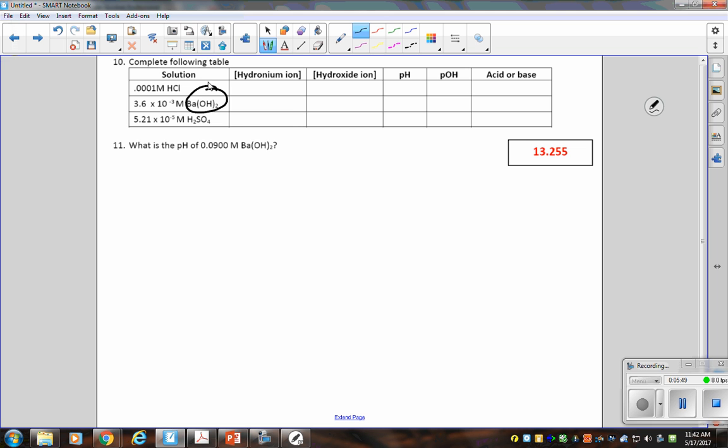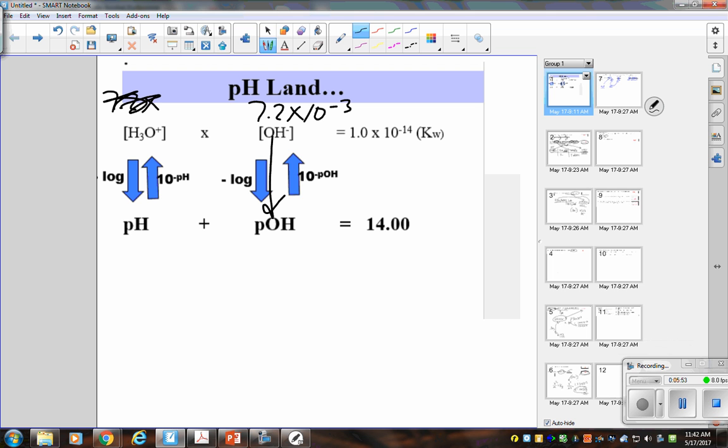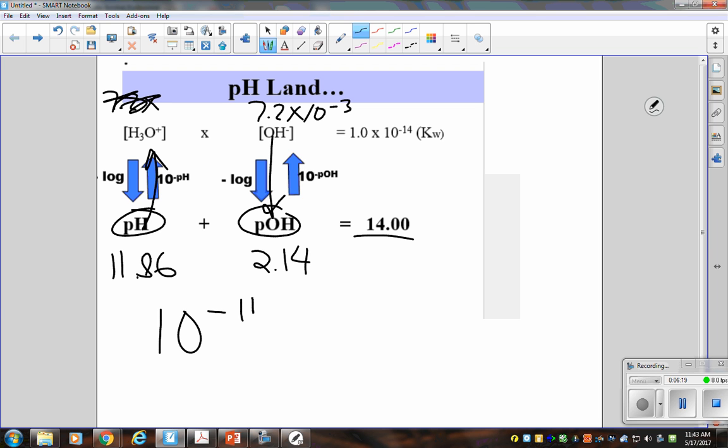So if I look right here, I would take this. What do you get when you take the negative log? 2.14 is my pOH. How do I find pH? So I'm going to go 14 minus 2.14. What am I going to get? 11.86. Because this plus this is equal to 14, the last thing I have to do is go up and get H3O plus. All I do on my calculator is hit 10 to the negative 11.86, because to go the opposite way is just 10 to the negative pH.